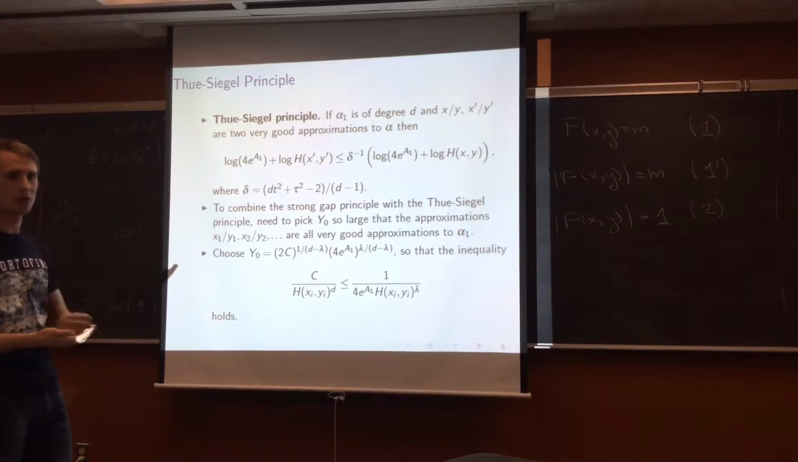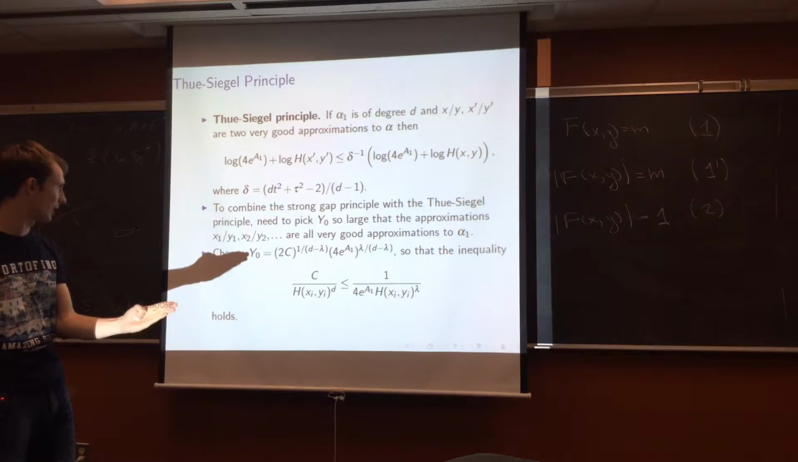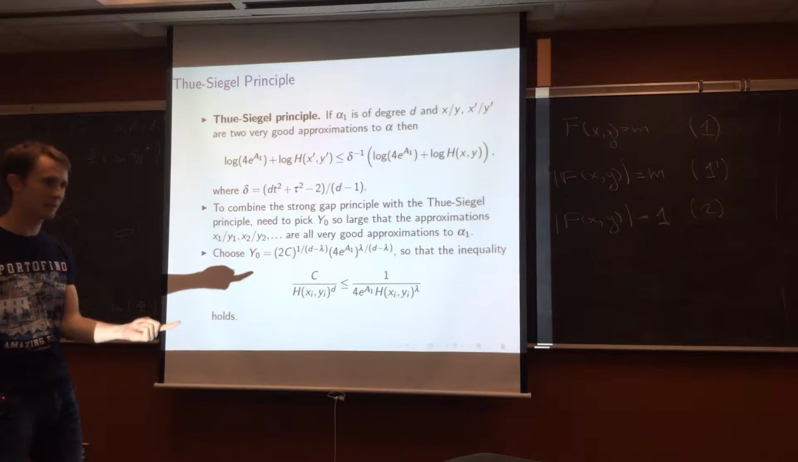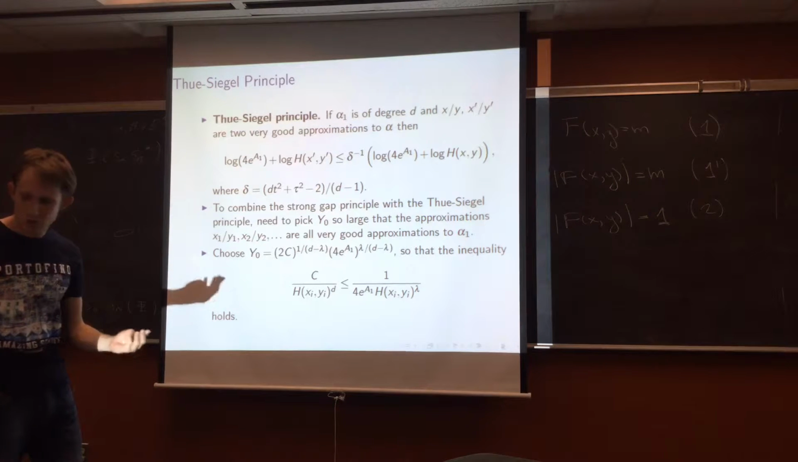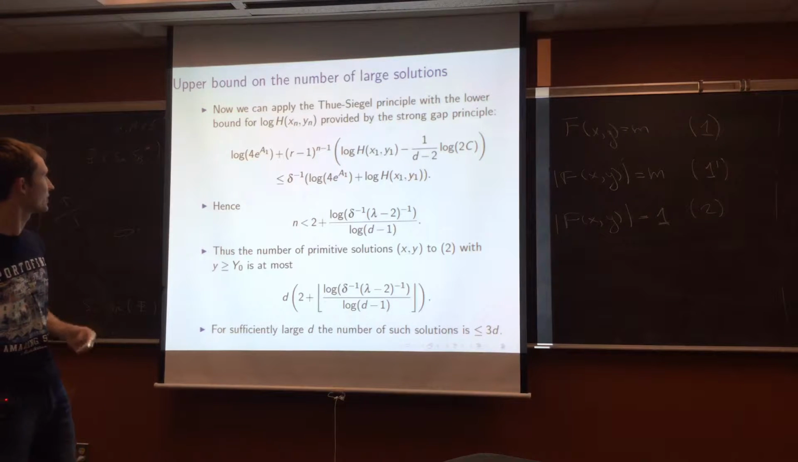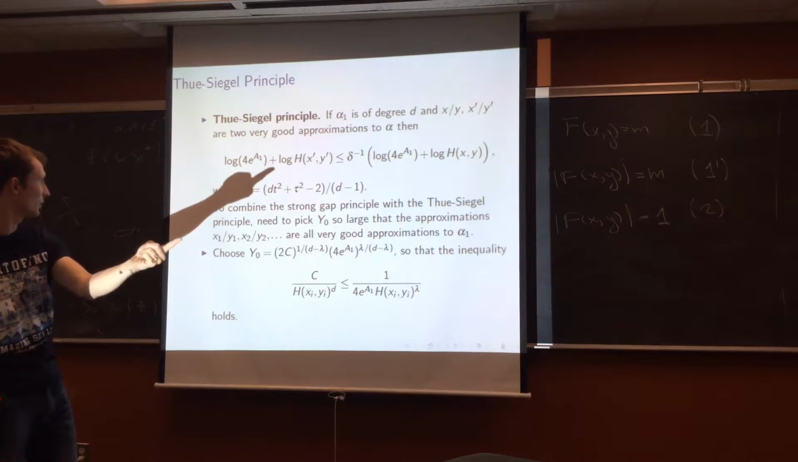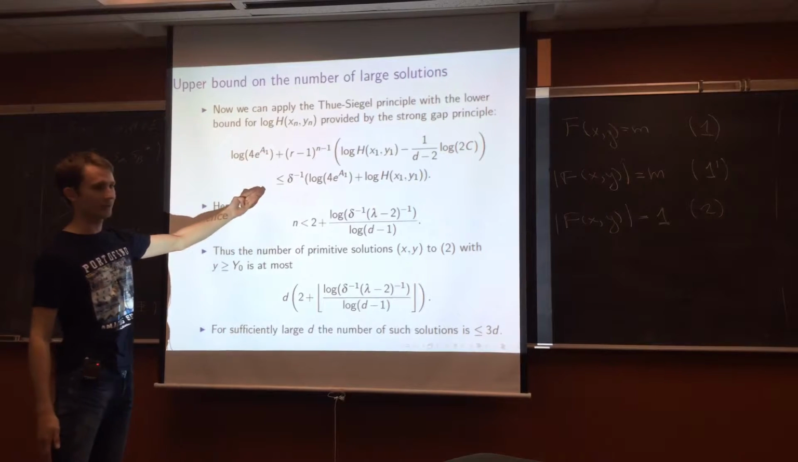And in the end, now you can combine these two principles in order to obtain your upper bound. So by picking the correct value of y0, if you pick this particular y0, this inequality would hold, right? You can apply both principles and get your result. So now, once again, we can apply the Thue-Siegel principle. We obtain the lower bound for log of h of xn yn, which appears over here, right? We can obtain the lower bound from the strong gap principle, and we get this kind of inequality.